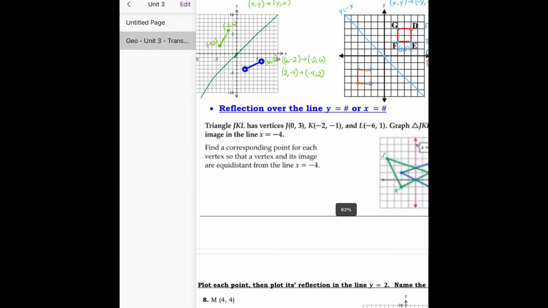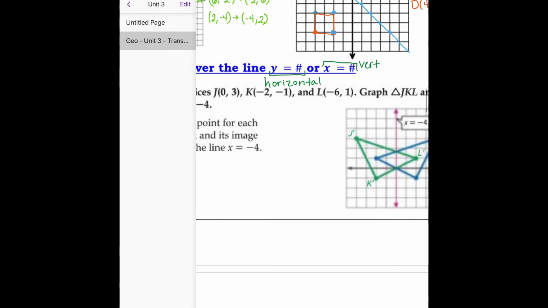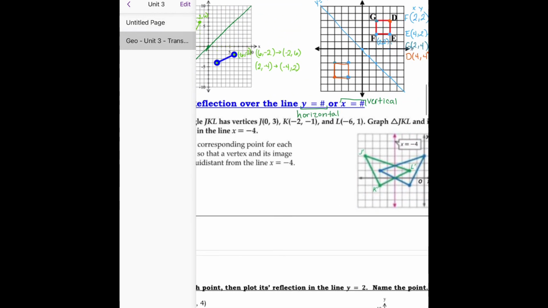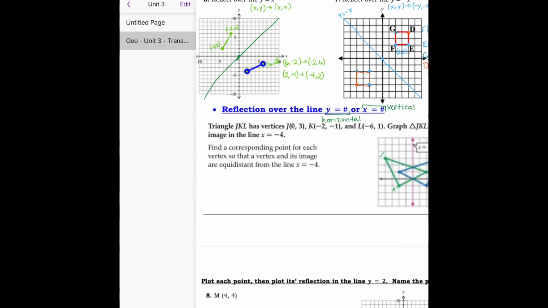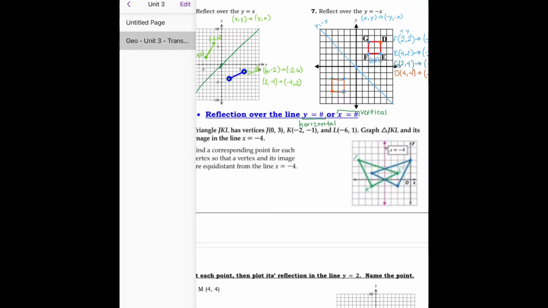Now, reflection over the line y equals a number or x equals a number. Now, y equals a number is going to be a, I believe, hold on, a horizontal line, yes. And x equals a number is going to be a vertical line. So it'll follow most of the same rules as before, except now we're just shifting that point. So triangle JKL has the vertices J, K, L. JKL is right here.